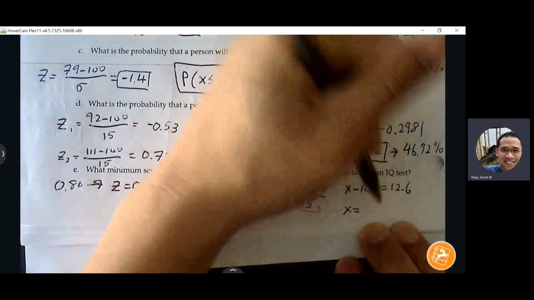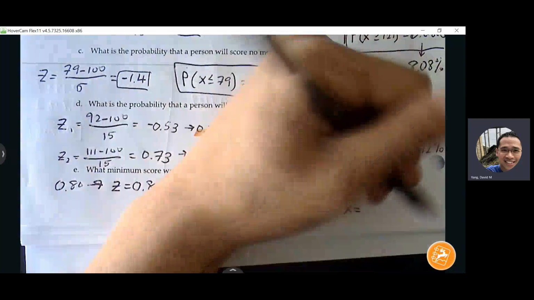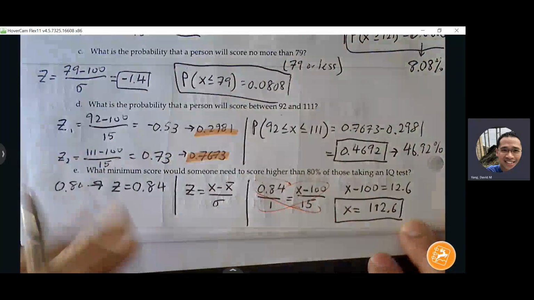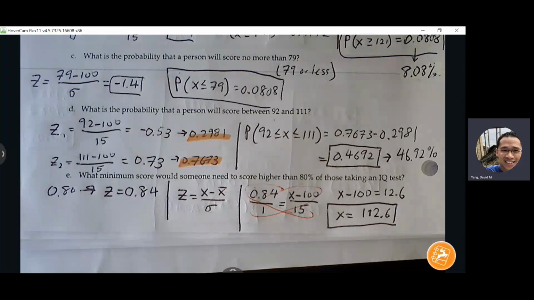Add 100 to both sides, 100 plus 12.6. So someone would have to score above 112.6 on their IQ test in order to be at that 80th percentile of the scores. And so that's been more difficult, having to work from the table back to the z-score and then back to the x values. But we're still using the same formula, we're just going down the opposite path.